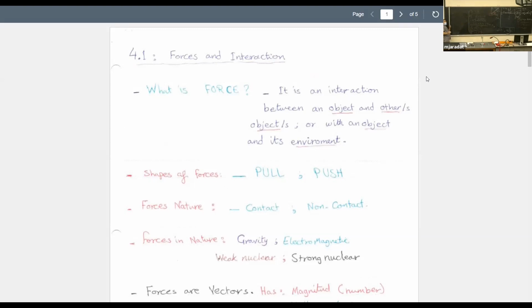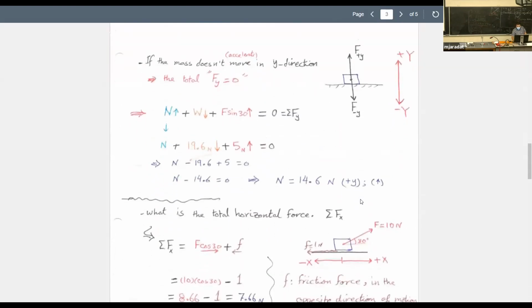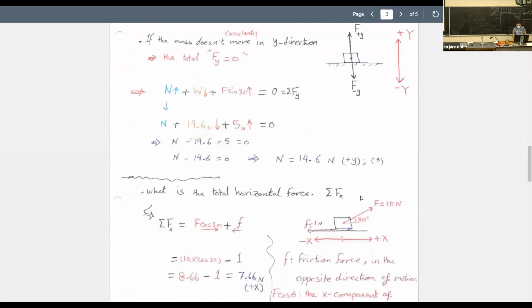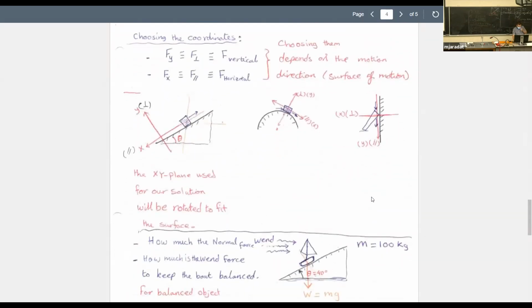Now we are talking about choosing of the coordinates. You can open the files. I'm sorry for the line.